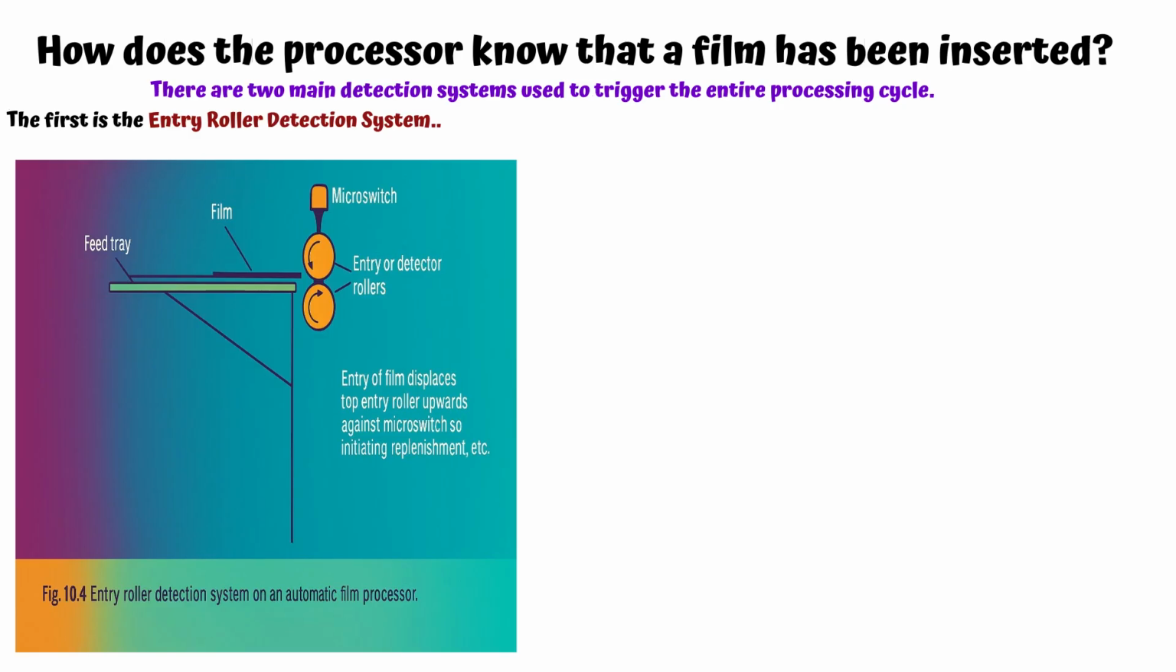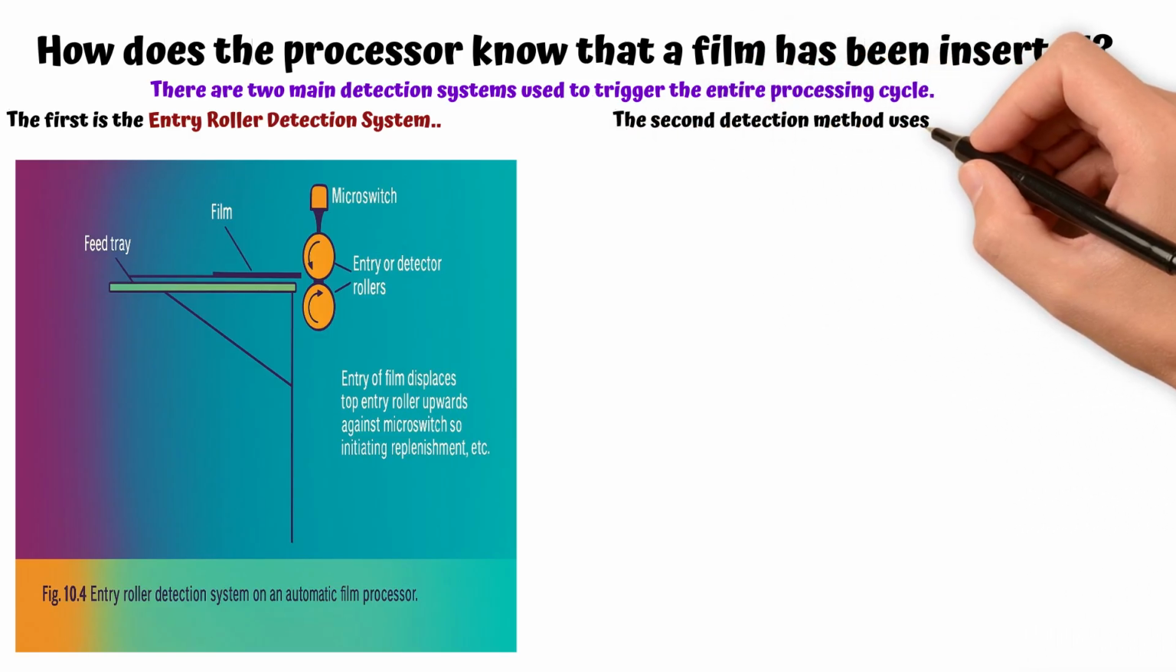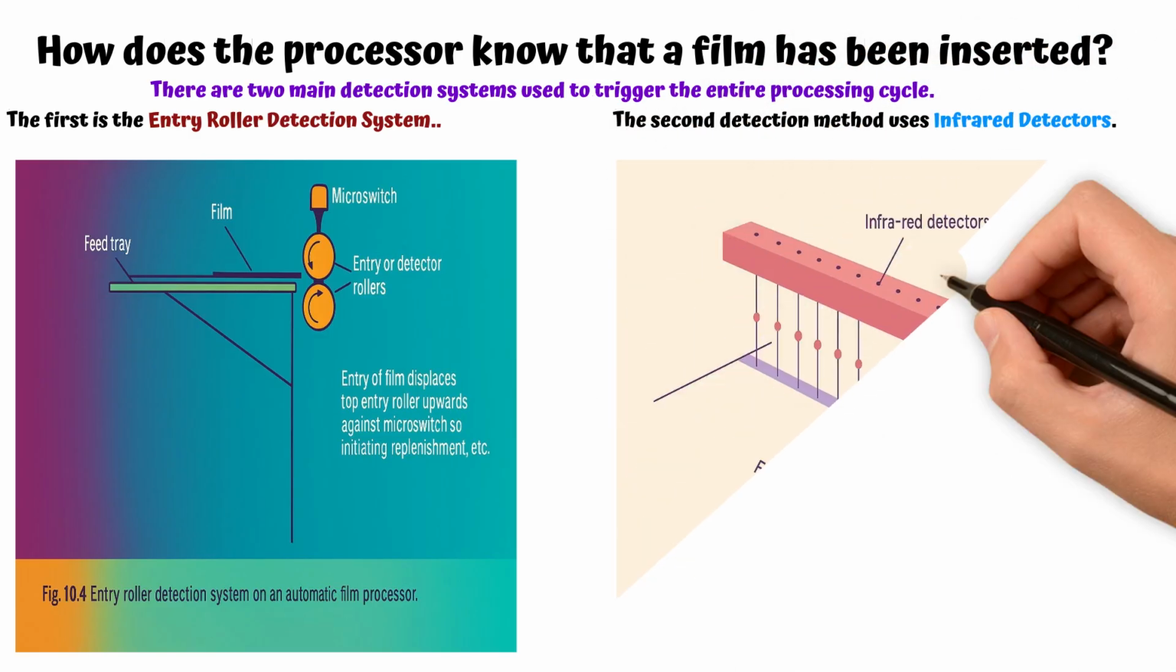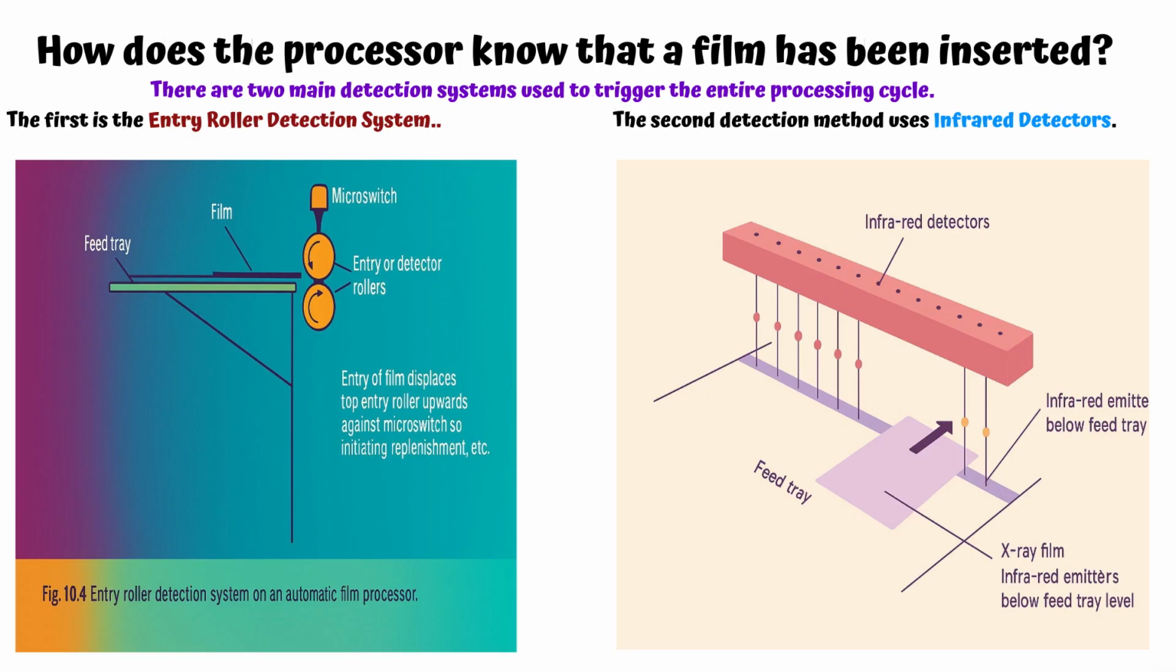The second detection method uses infrared detectors. Instead of mechanical switches, this system relies on infrared light beams. As the film enters the processor, it interrupts these beams. The beams remain blocked for as long as the film is passing through, allowing the processor to determine the film's length. The processor also detects the film's width by counting how many infrared beams are interrupted at the same time.